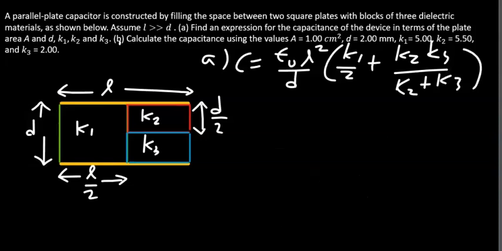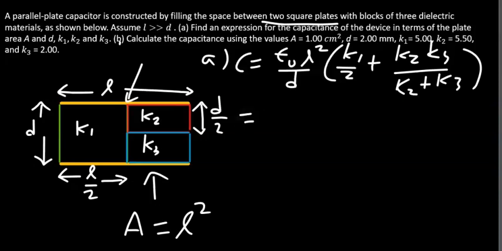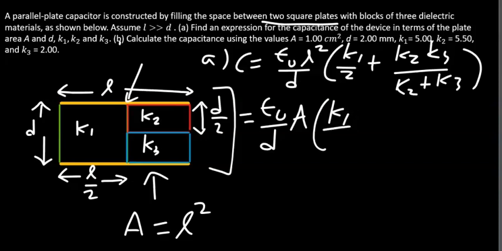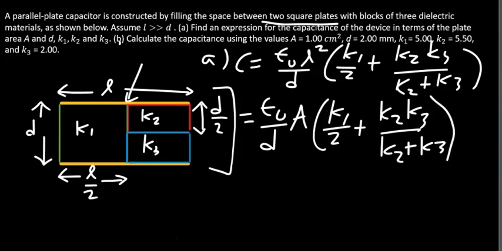We note that since the original plate is a square plate with sides L, its area, A, is quite simply L squared. So we can rewrite the above result for C in the following manner: epsilon naught A over D times K1 over 2 plus K2 K3 over K2 plus K3. And that is the expression that we are looking for.